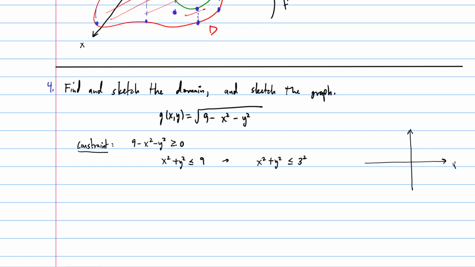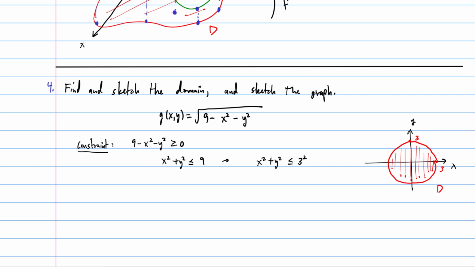Circle of radius 3, and then it's everything inside the circle. So it's actually a disk, right? It's a disk of radius 3 centered at the origin. All right, so we get, again, the circle, but not just the circle. Because of the inequality, we get the entire disk of radius 3 in the xy plane. So there's our domain. All right, it's been found and sketched.